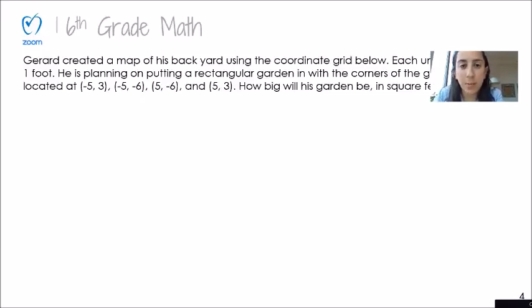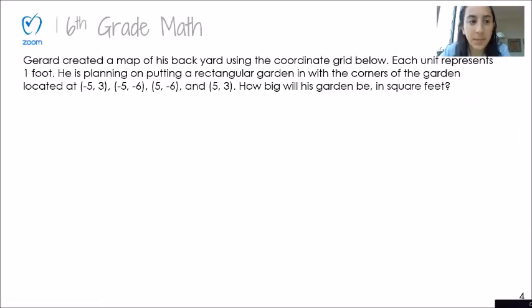Our problem that we're going to model together is on my screen. It is also in your Google Classroom doc. It says, Gerard created a map of his backyard using the coordinate grid below. Each unit represents 1 foot. He is planning on putting a rectangular garden in with the corners of the garden located at (-5, 3), (-5, -6), (5, -6), and (5, 3). How big will his garden be in square feet?